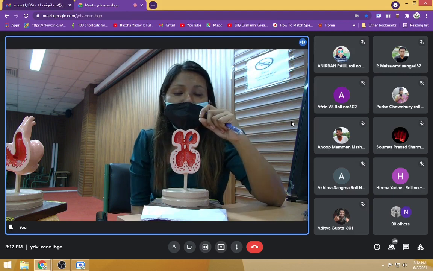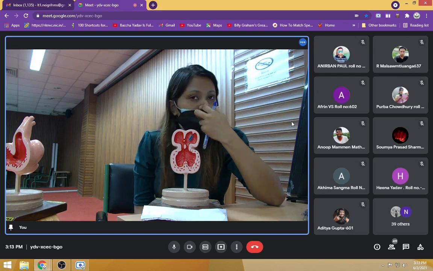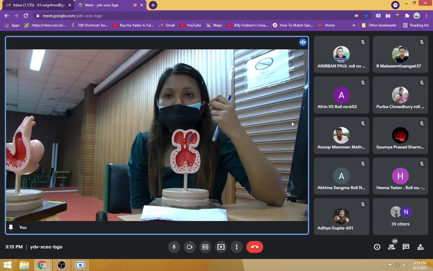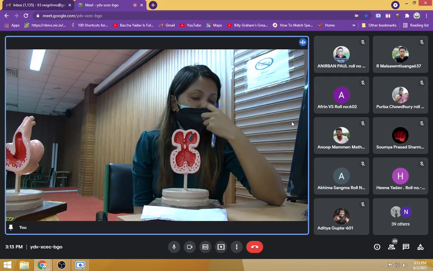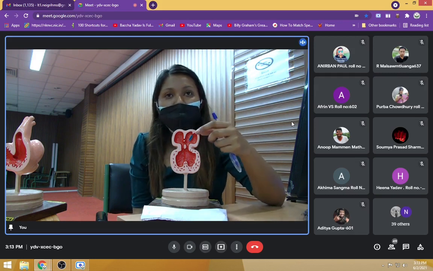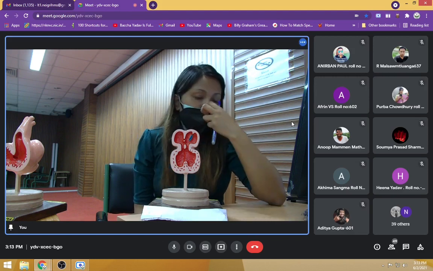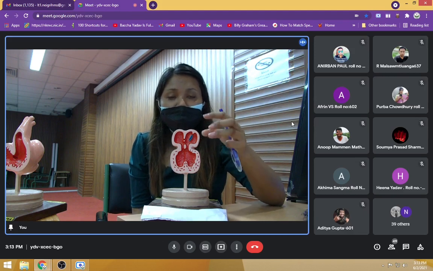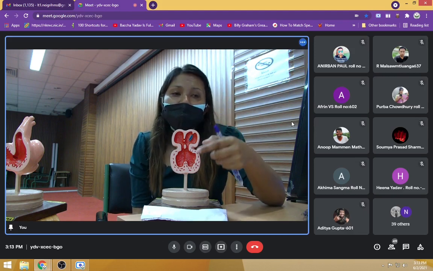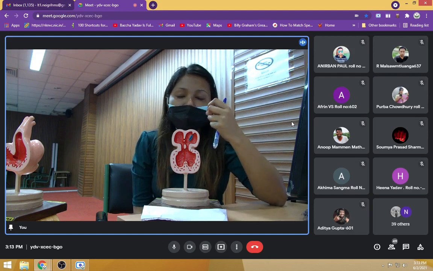There will be development of a defect in the interventricular septum at that time. Because of the increased right ventricular pressure, there will also be a defect in the interventricular septum, and that defect is known as VSD, ventricular septal defect. You will have a large VSD in TOF. So there will be development of VSD.